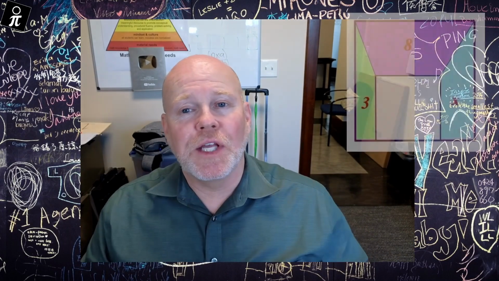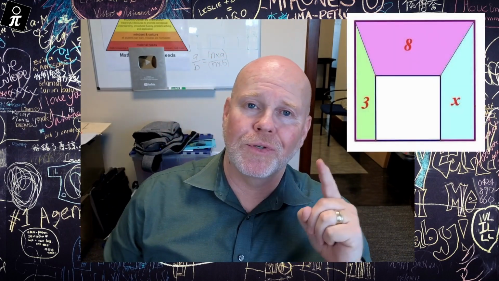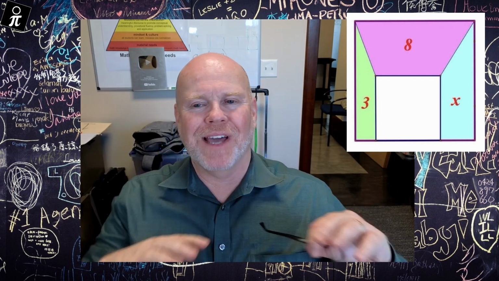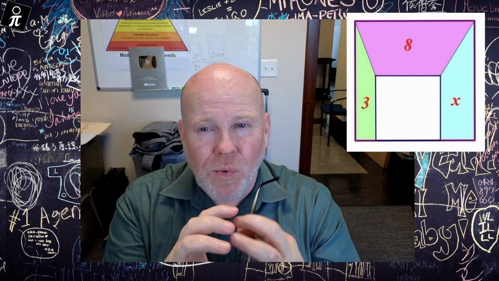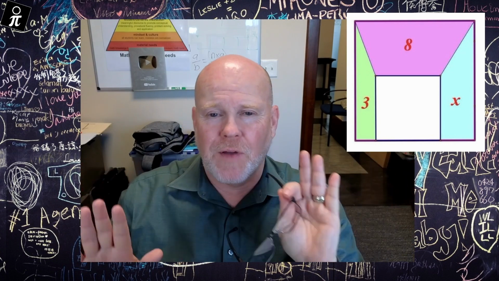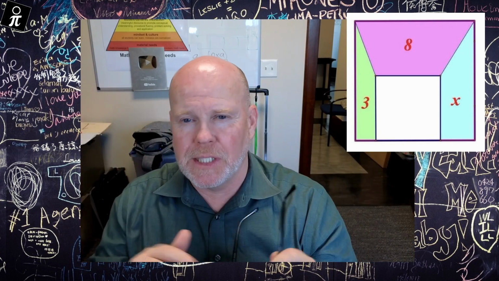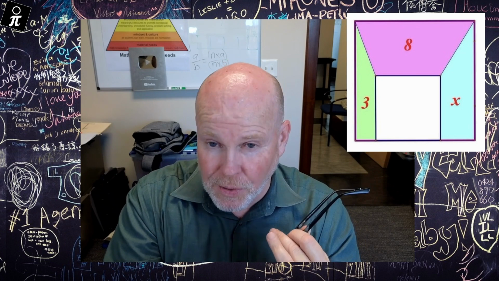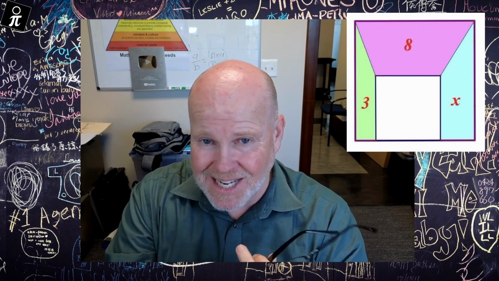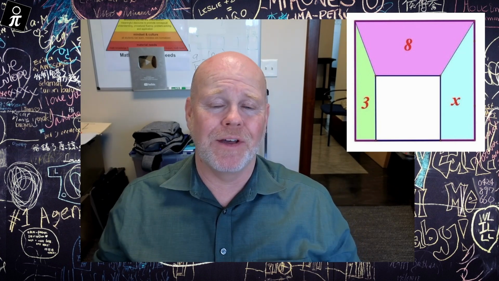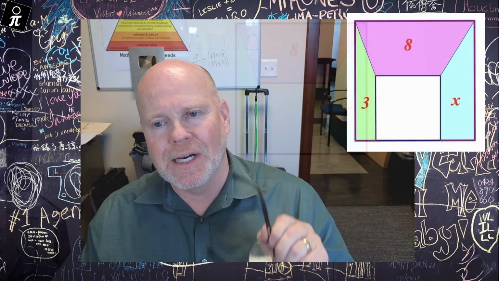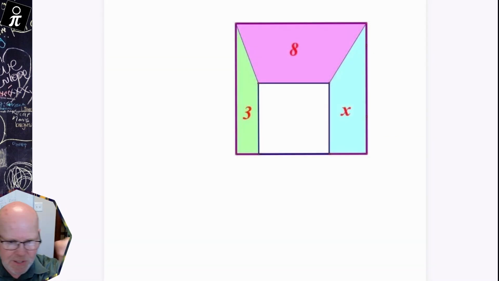All right, in this video, I'm going to show you how to solve this problem. We've got the little white square, a big square, and three trapezoids. We can see the areas of the three trapezoids. One is 3, one is 8, and the other area is unknown, and our job is to figure out what is the area of that third trapezoid. So let's get started. This is going to be kind of fun.